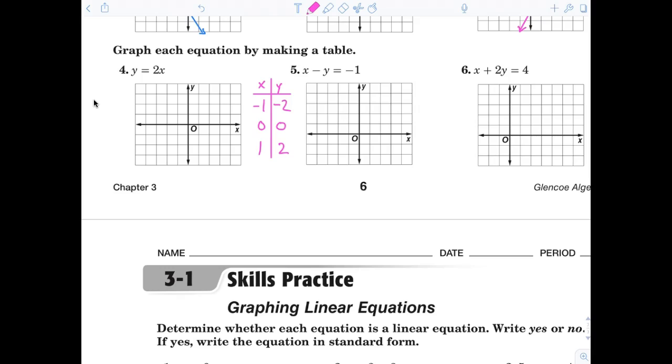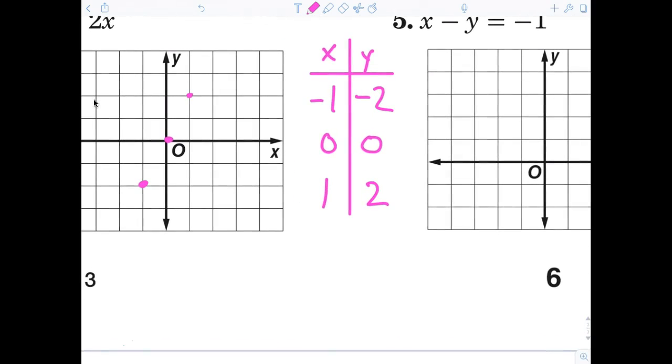Really, really simple. So now what you have to do is plot those 3 points. When we do that, -1, -2, 0, 0, and 1, 2. And what do you notice? They'll form a line. You with me? If they don't make a line, that means you just made a mistake with the coordinates that you put in. All right, is everybody with me on this?